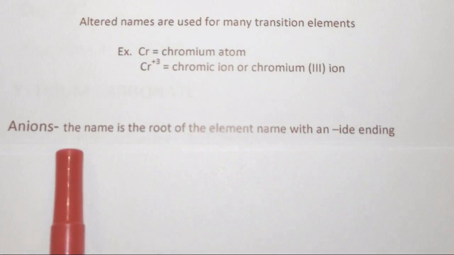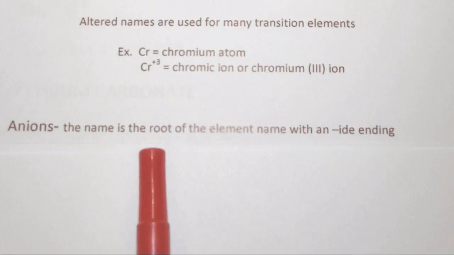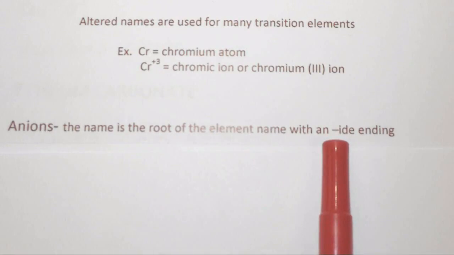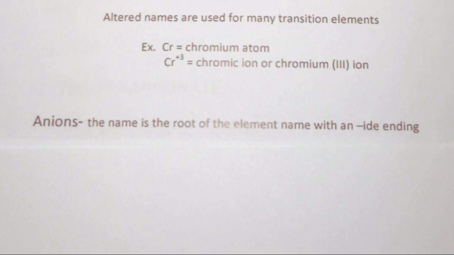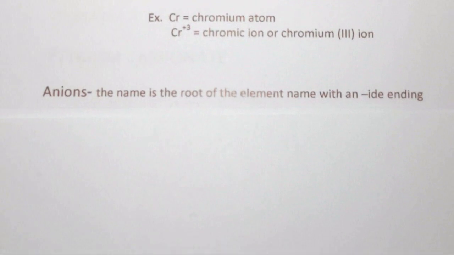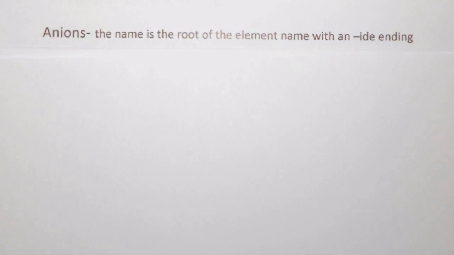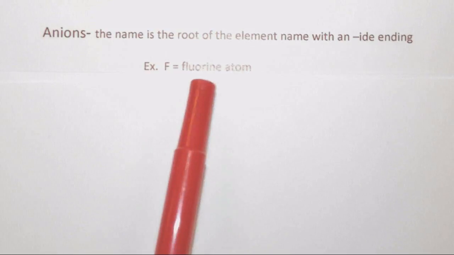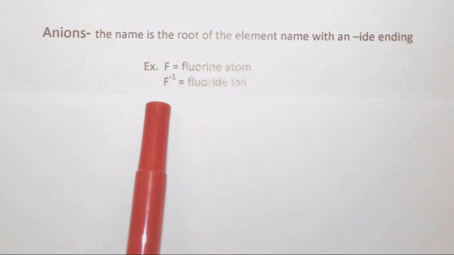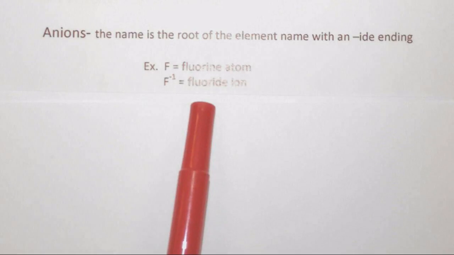Anions do not have the same name as the element. The name is the root part of the element name, but we change the ending to IDE. So for example, when we see this symbol, that's representing a fluorine atom. But when it is written with a charge to represent the fluorine atom that has gained an electron, it's now called the fluoride ion.